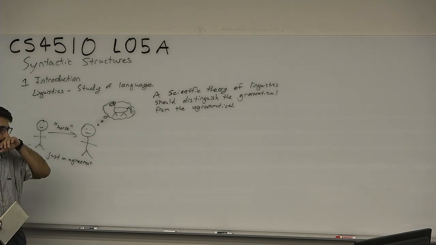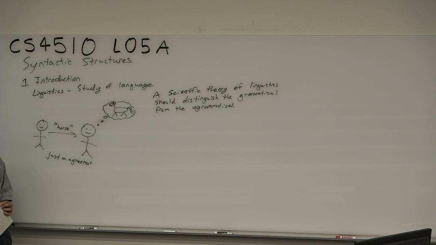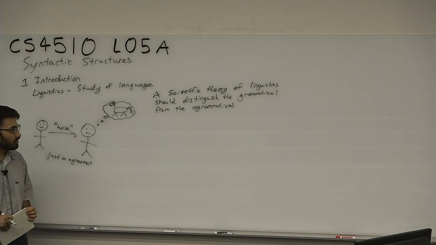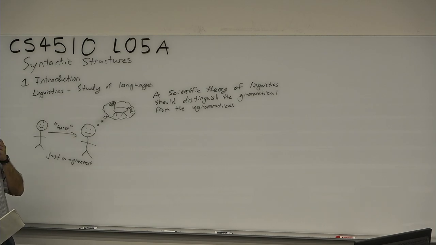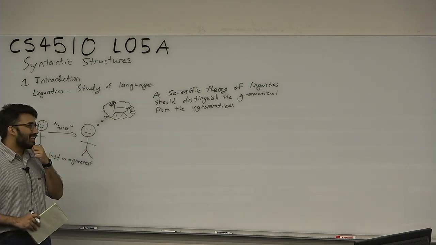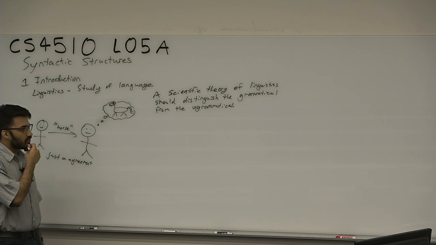New words are added all the time. The people who write the dictionary are not like lawmakers. They're just recorders. They see what people are saying, and that's how the agreement works. But how would you create a scientific definition of what grammatical or ungrammatical means? This is actually kind of hard. The best way I can explain it is with an analogy.